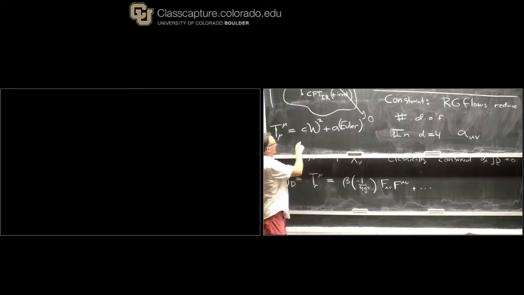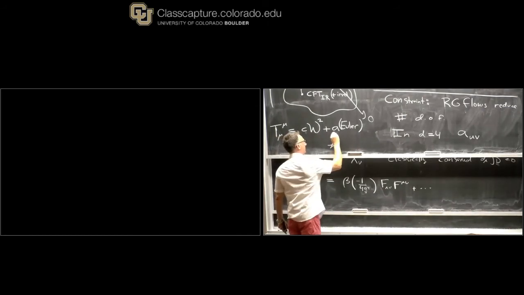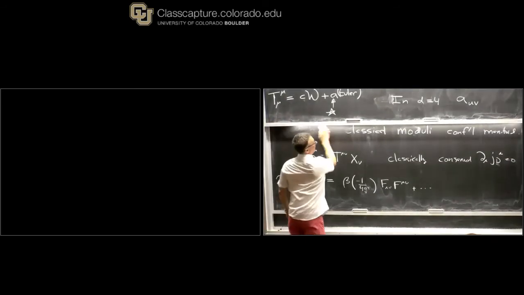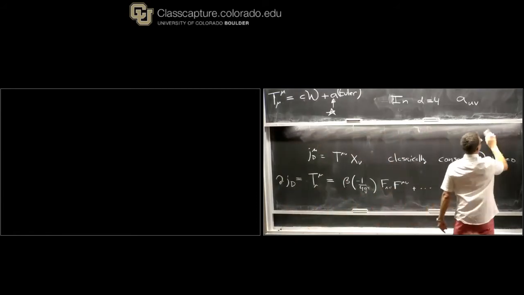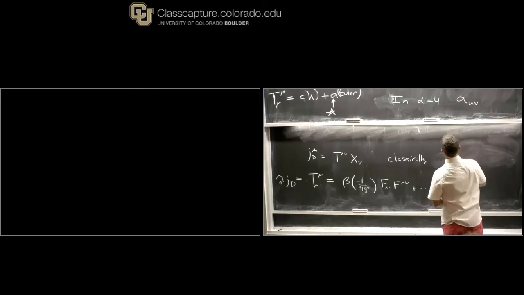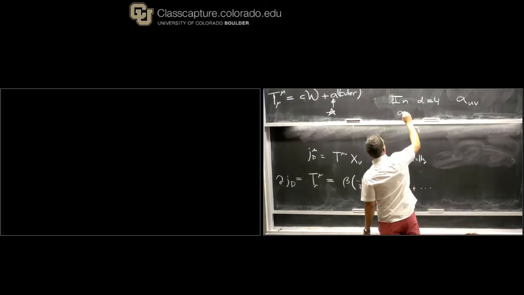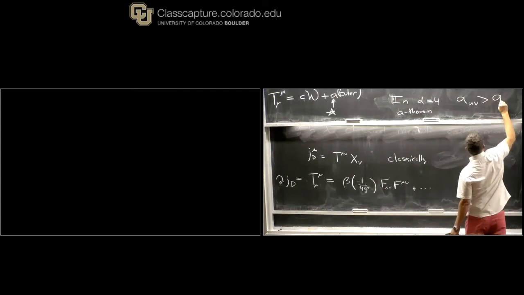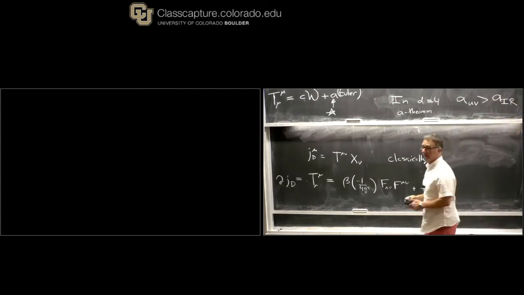And C is related to the two-point function of the stress tensor. And this is the quantity which in two dimensions Zamolodchikov showed counts the number of degrees of freedom. And in four dimensions, this thing doesn't count the number of degrees of freedom properly, but this quantity A does. So this is the star in four dimensions. And so the A theorem, so let's say in four dimensions, there's the A theorem, which is that A in the ultraviolet is bigger than A in the infrared for all RG flows.